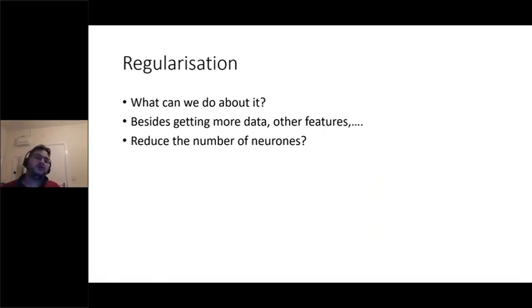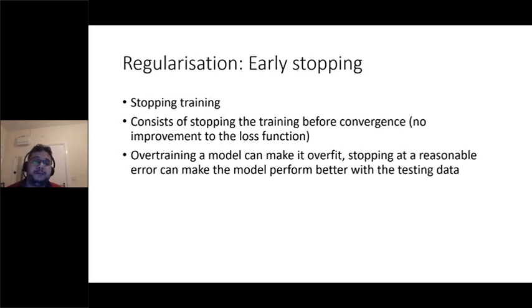So to improve things, we can get more data, add more features, or reduce the number of neurons. And there are other things that we can do with the neural network to make it better. For example, this is a simple concept. It is called early stopping.